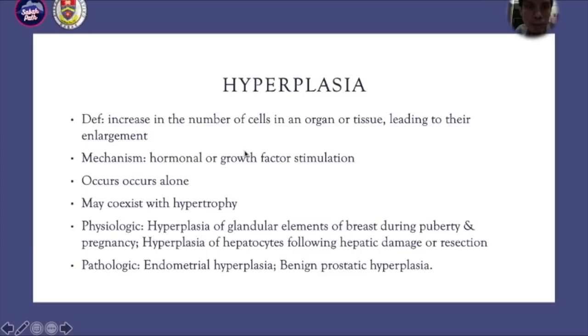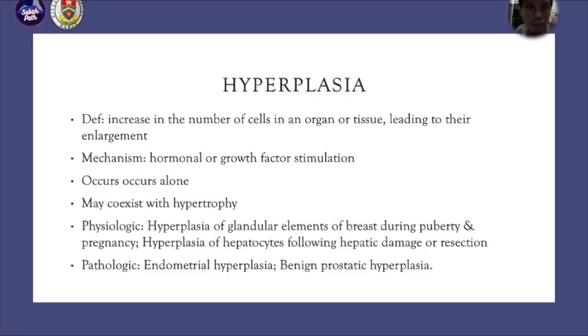Moving on to hyperplasia. Hyperplasia is defined by an increase in the number of cells in an organ or tissue, leading to their enlargement. Usually, hyperplasia occurs due to hormonal or growth factor stimulation. It may occur alone or coexist with hypertrophy.